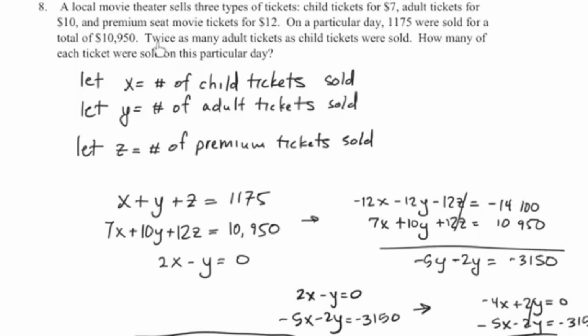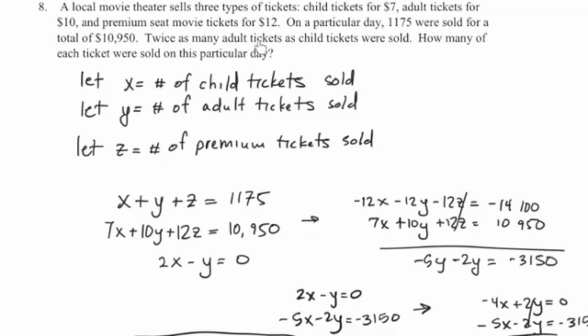Now the next statement is a little tricky: twice as many adult tickets as child tickets were sold. The statement deals with adult tickets Y and child tickets X, so this equation is going to include X and Y.